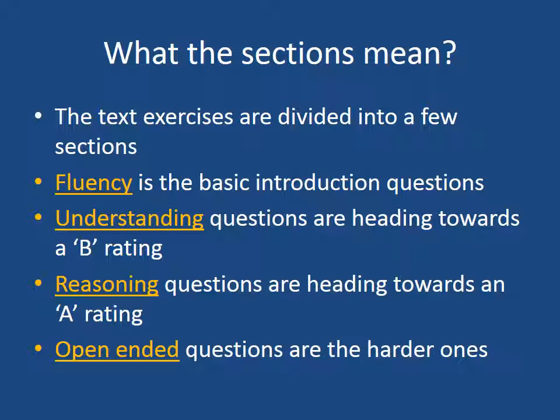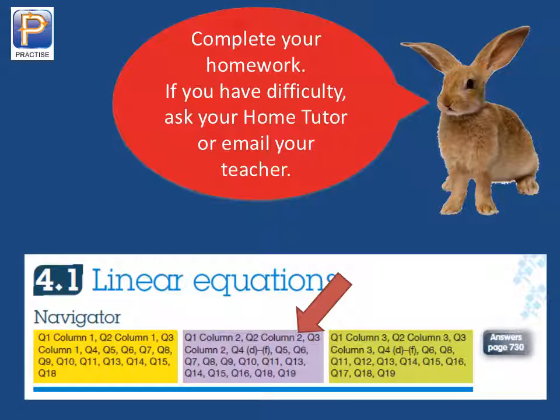Have a go at some questions I'll show you in a minute. I just want to point out that in the Pearson textbook you have fluency questions that it starts with, usually your basic up to C level type questions. The understanding questions are some C questions moving towards a B rating. The reasoning questions come next, and they're heading towards an A rating. And obviously open-ended questions are the much harder ones, where you're definitely at the top of an A rating if you can do those questions. You'll see what I mean when you have a look at the questions.